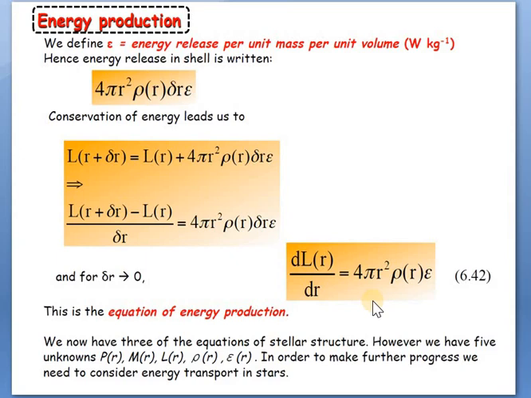So we have till now 3 of the equations of stellar structure. However, we have 5 unknowns. You see, pressure, mass, luminosity, density, and this energy release.